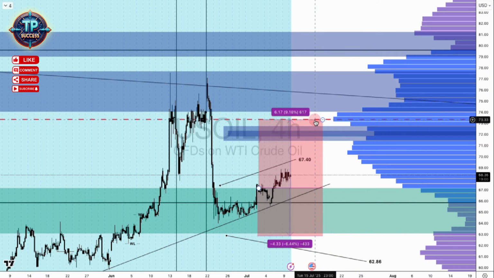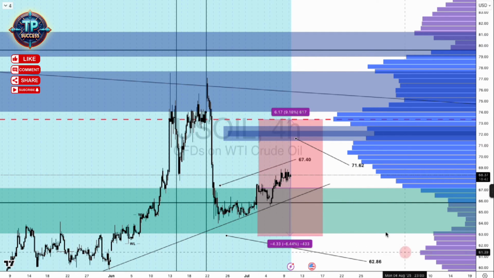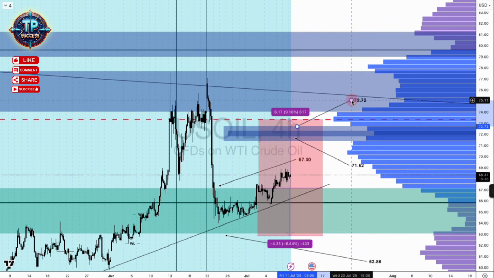So all we have to do now is wait and see if it gets there. The first thing is, are we going to get a rejection inside the low value node area, and that is 71.62. And the second question is, are we going to get a close above the low value node area, which would be 72.72? So what could happen could be something like this.